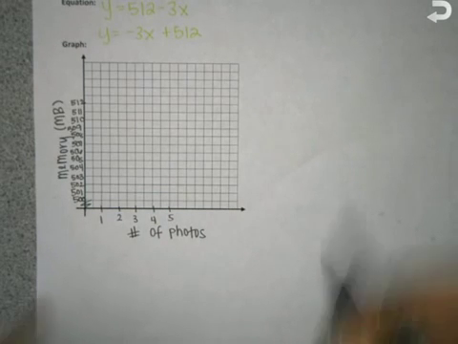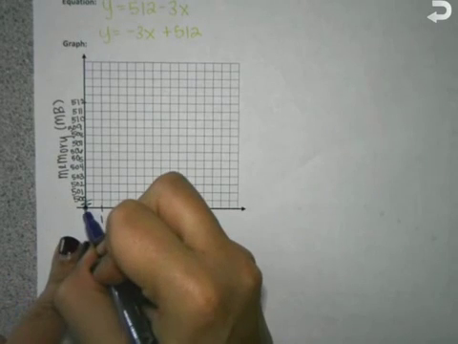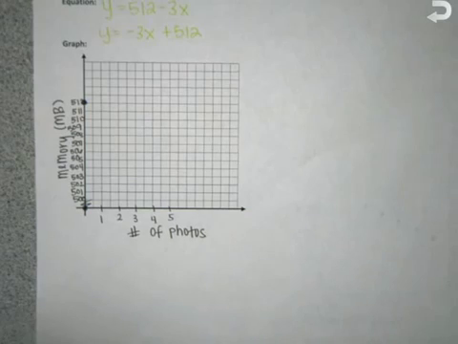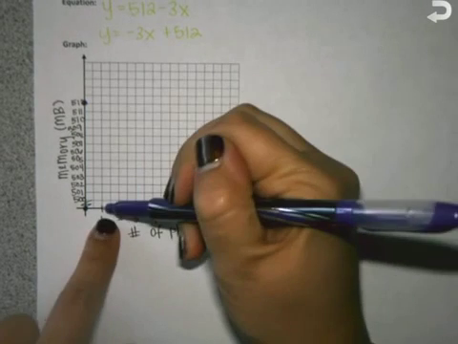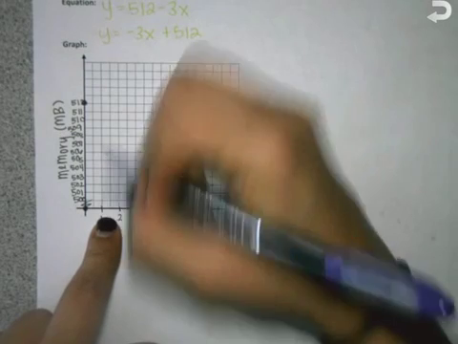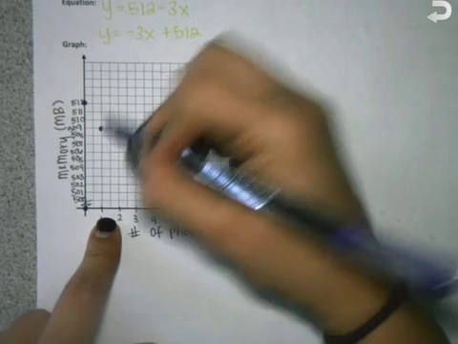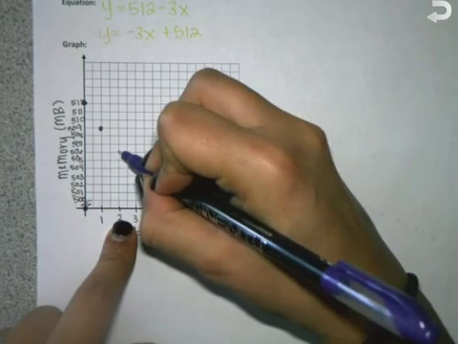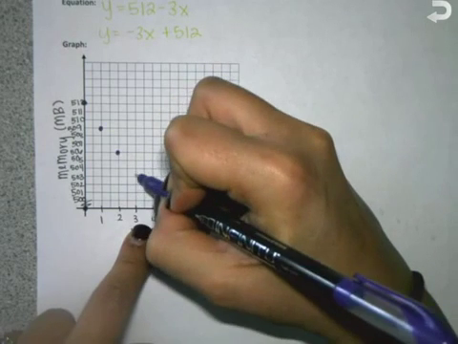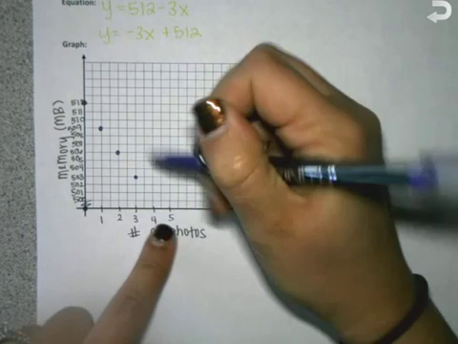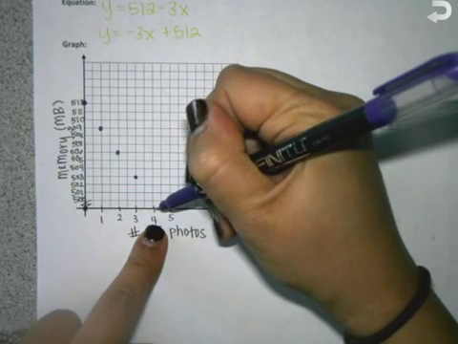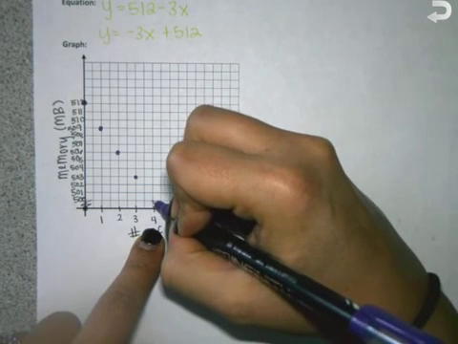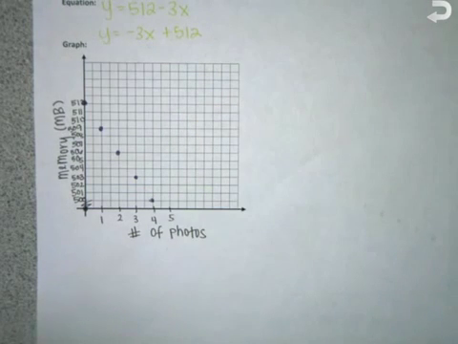Okay, so when we take 0 pictures, we have 512 megabytes on our memory card. When we take 1 picture, how much do we have? 509. When we take 2 pictures, how much do we have? 506. When we take 3 pictures, we have 503. And then what would be your guess as to what we get with 4 pictures? 500. No, wouldn't it be 501? No, oh, because wait, we're subtracting 3 each time. For some reason I thought it was 501. No, not 500.